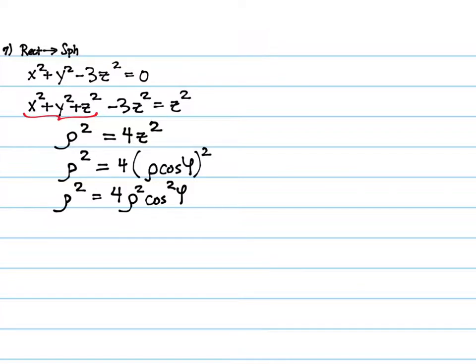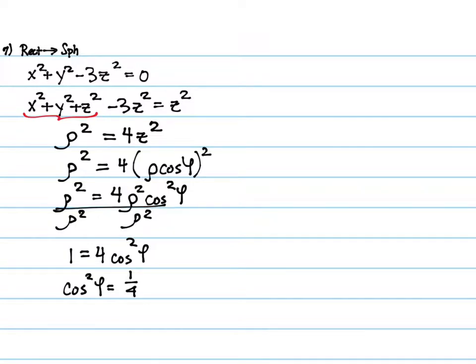There's a rho squared on both sides, so I can eliminate it by dividing out by it. So I have 1 equals 4 cosine squared of phi. Or we can say the cosine squared of phi equals 1/4. And we can very nicely square root this to say that this is the cosine of phi equaling what? 1/2.